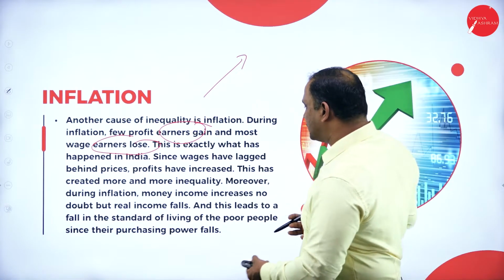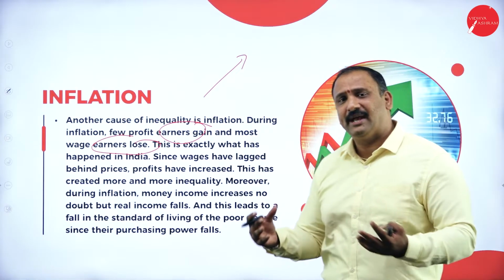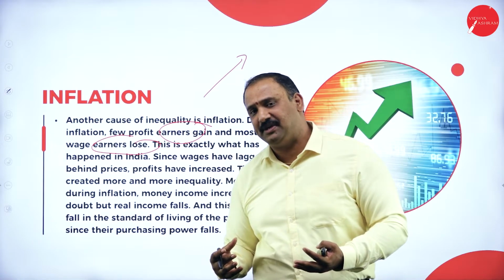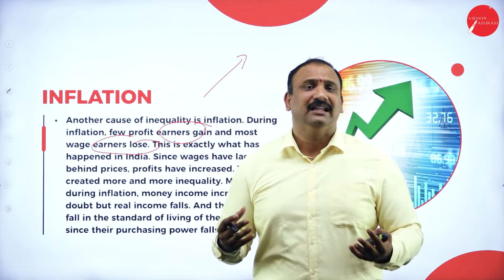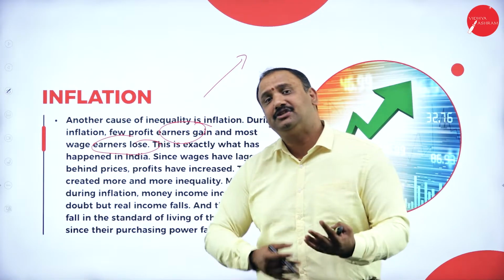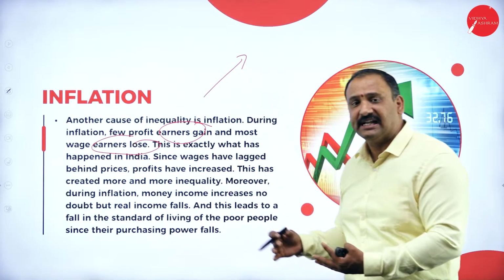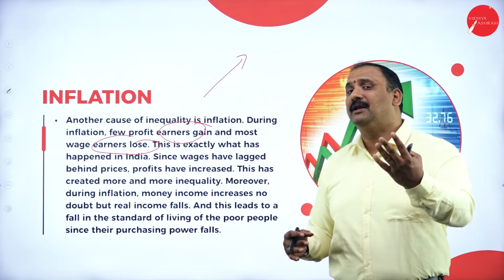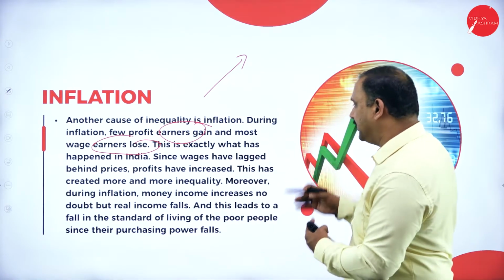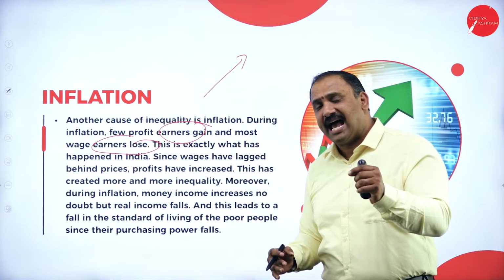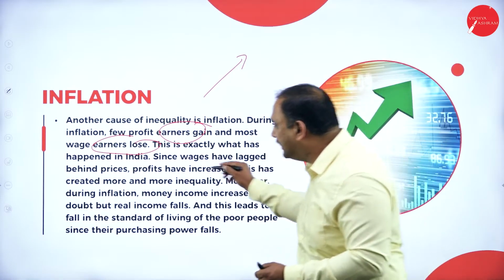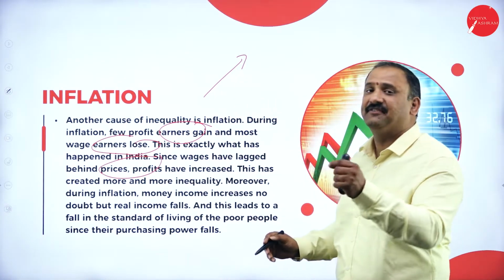The common man comes back and says that I'm not able to live up to the standards that has been given. I'm not able to live with the meager income. He's not able to meet the ends. So automatically what happens here is that the wage earner becomes the loser. Now if you look here, most of the wages have always lagged behind the prices and profits have increased.